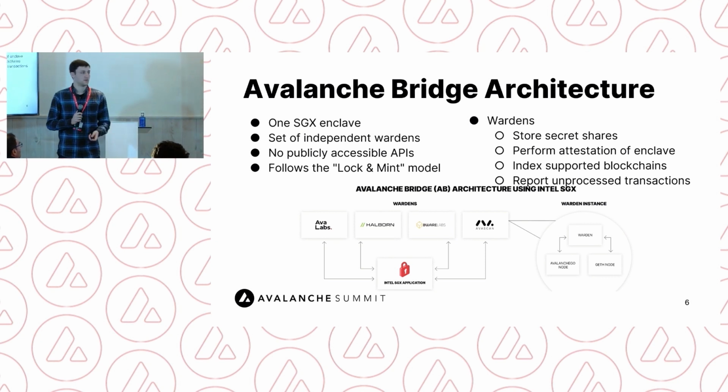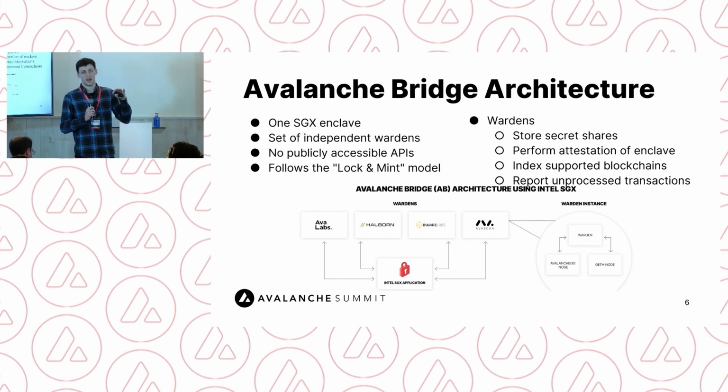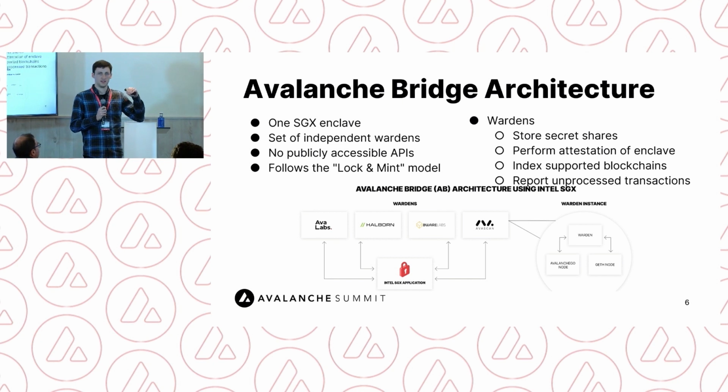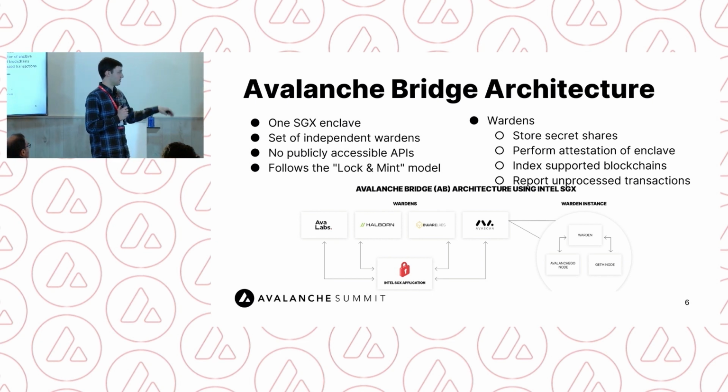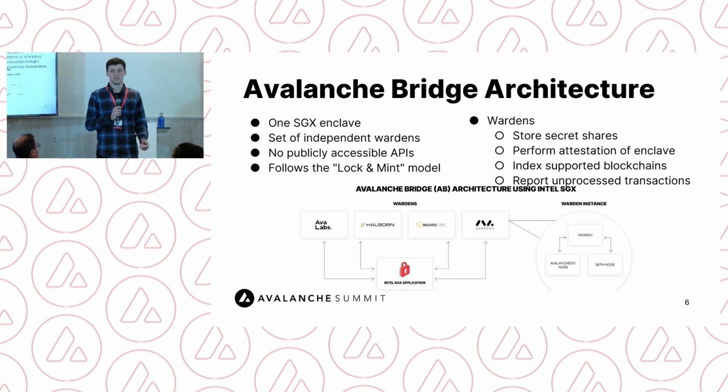So the architecture of the bridge: there is one SGX enclave and 4 what we call wardens. The wardens are the nodes validating the cross-chain transfers. I mentioned how that's the crux of the problem: how do you trust that one transaction was actually committed on the first chain? And we do so by relying on 4 independent nodes run by 4 different companies to inform the enclave of such. There are no publicly accessible APIs, which is another nice property.